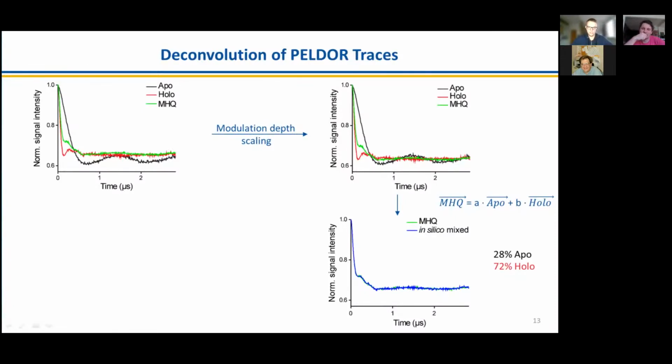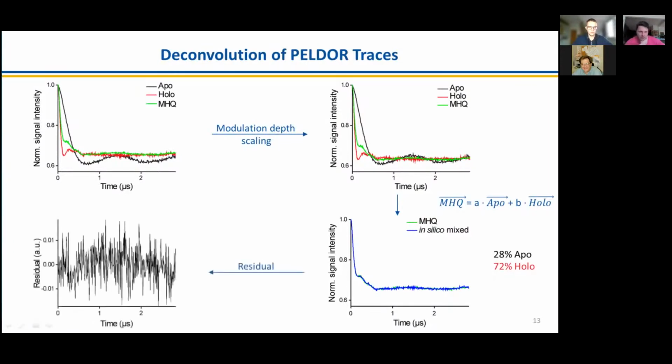This worked actually quite nicely. We can see that the experimental trace and the trace which we can mix in silico by mixing apo and holo overlapped quite well. And the algorithm tells us, okay, this MHQ trace consists of 28% of the apo state and 72% of the holo state. That this deconvolution works actually quite nicely can also be seen from the residual. So the residual between the experimental data and the in silico mixed data is just noise. So this is the algorithm or the procedure that I programmed in MATLAB to get the percentages of apo and holo at each time point.